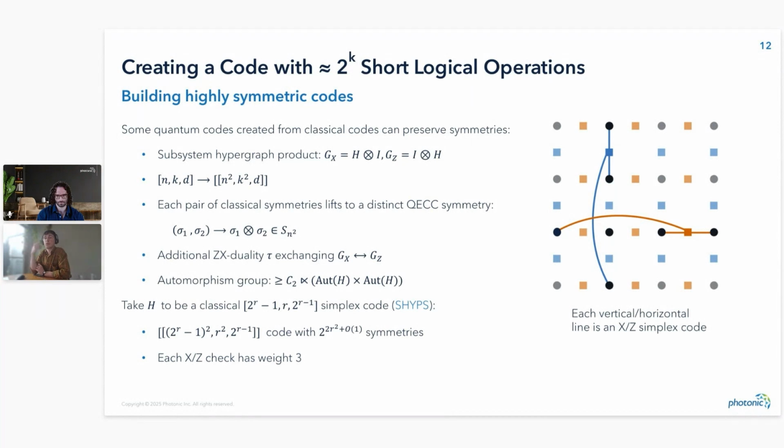We chose the well-known simplex codes. So these are a classical family dual to the Hamming codes. And this produces the subsystem hypergraph product simplex codes. So this defines a code on R squared logical qubits. And it indeed has this exponential number, 2 to the 2R squared, of symmetries that we desire. And then I guess the last thing I'll note on this slide is that because each X and Z check has weight 3, regardless of which code in the family you take, this is QLDPC.